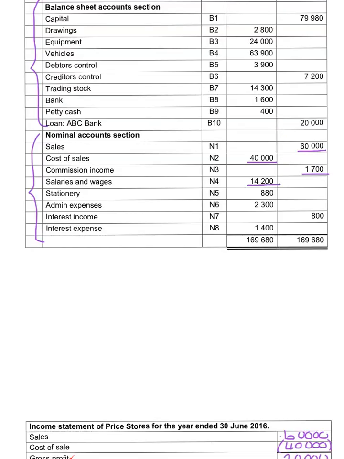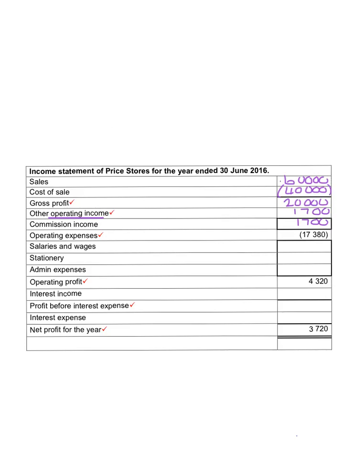Salaries is 14,200, stationery 880, and admin expenses 2,300. In the income statement we will write down all our operating expenses. Salaries as 14,200, stationery as 880, admin expenses as 2,300. Then we will add all these expenses together to get the total operating expenses.